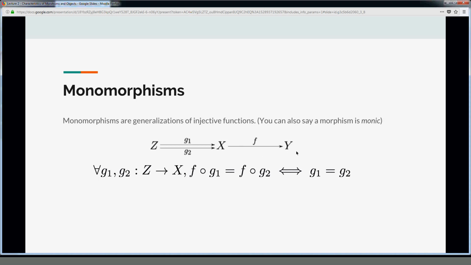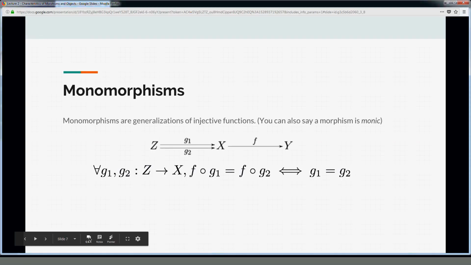we have a morphism from X to Y here. That's a monomorphism if you have any two parallel morphisms. So for any object Z, and any two morphisms G1 and G2 from Z to X, if we compose F after G1 and F after G2, if those two compositions are equal, then G1 has to be equal to G2. And similarly, if G1 is equal to G2, then the compositions have to be equal. So it's a two-way implication.